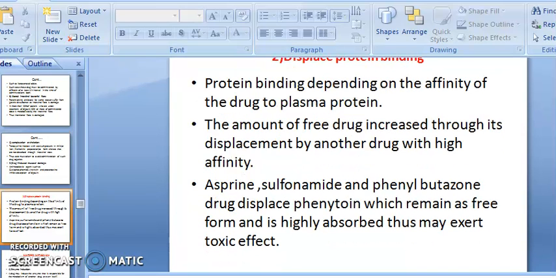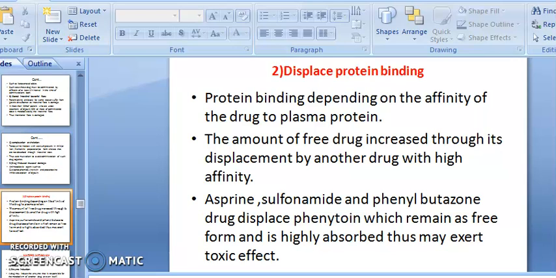Then displacement of protein binding. There is a displacement of protein binding, depending on the affinity of the drug to plasma protein. Affinity of a drug means the attraction of the drug to bind to the plasma proteins which are present in your blood.